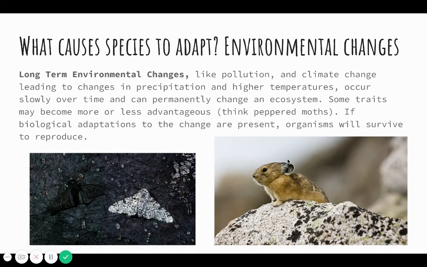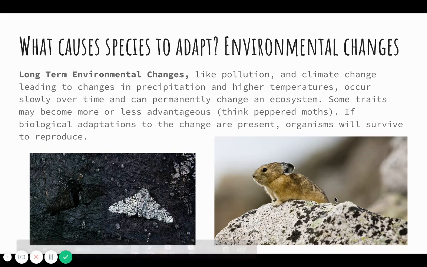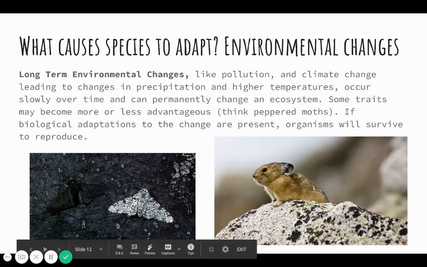Another example is the pika, which is very sensitive to temperature. It has behaviorally adapted to increasing temperatures by migrating to areas of higher altitude. So it's really sensitive to heat. So due to increasing temperatures, it's having to migrate to areas of higher altitudes or areas with lower temperatures.